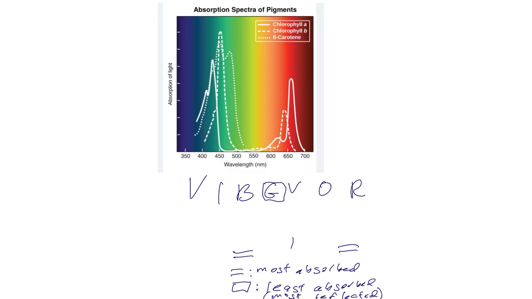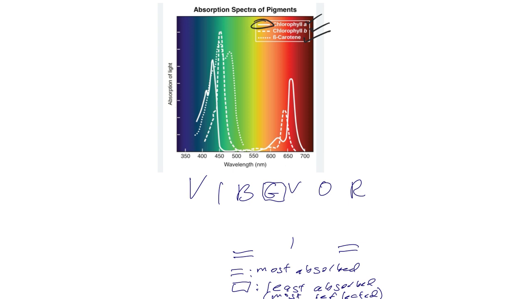So here's a picture of 3 types of pigments that a plant uses: chlorophyll A, chlorophyll B, and carotene. We're concerned with chlorophyll A because that's the main energy absorber, the primary energy absorber in a plant's leaves. I guess the solid line is chlorophyll A.